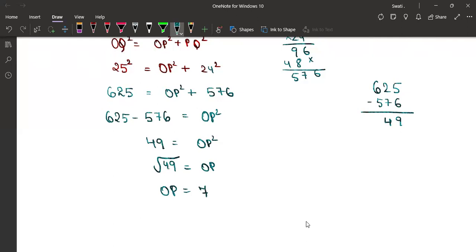So OP is 7, not 7 square, because of course you have found the square root. So it is 7 centimeters. So the options, which of course were mentioned above, the answer will be 7.